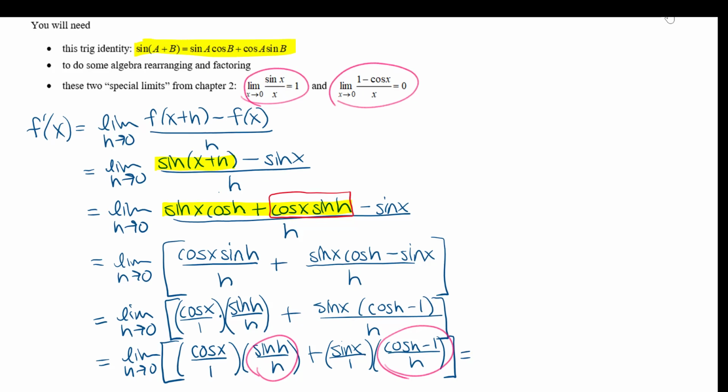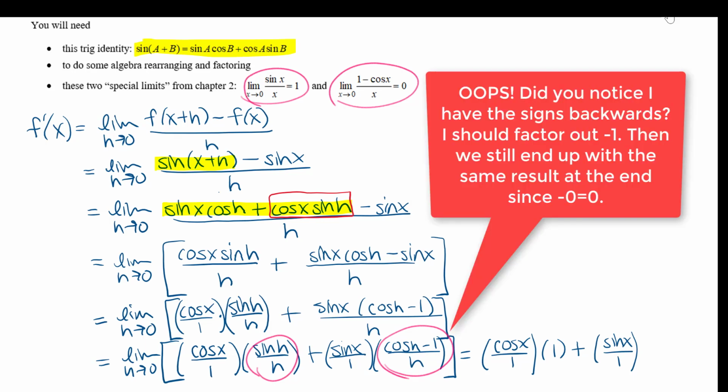So I'm using some theorems about limits here to finish this, but basically I get cosine of x over 1. There's no h there. So as h approaches 0, that part just stays cosine of x over 1. And then the limit as h approaches 0 of this first special limit is 1. And then in the second term, the sine of x over 1 just stays that. There's not even any h's there.